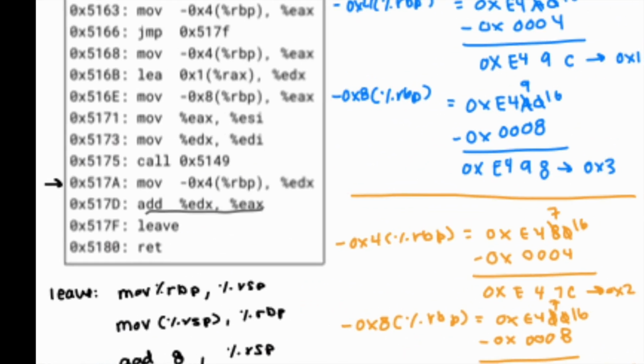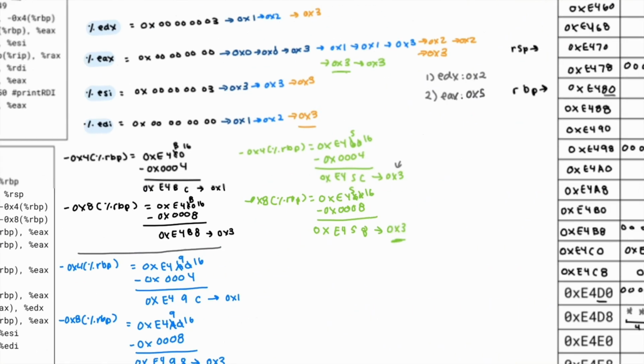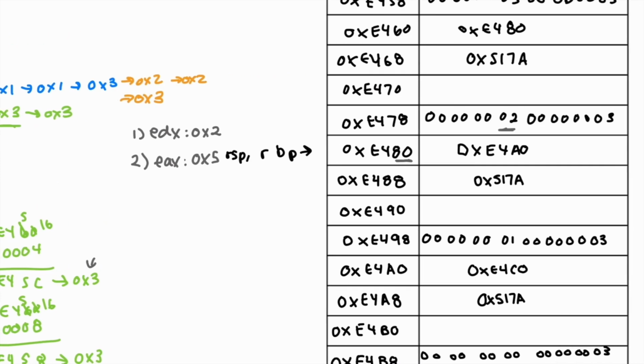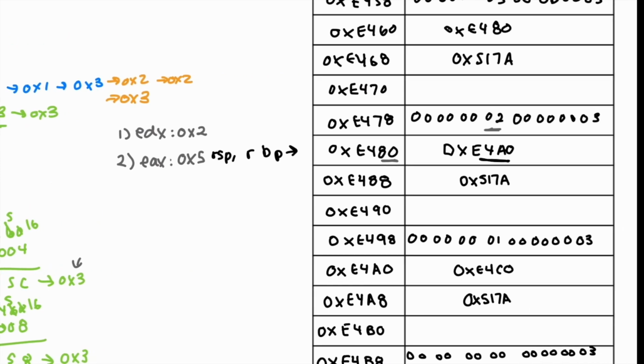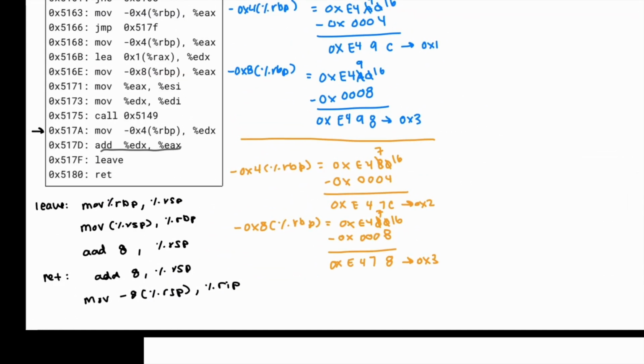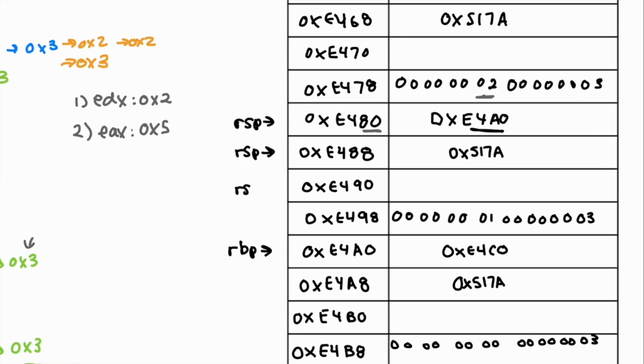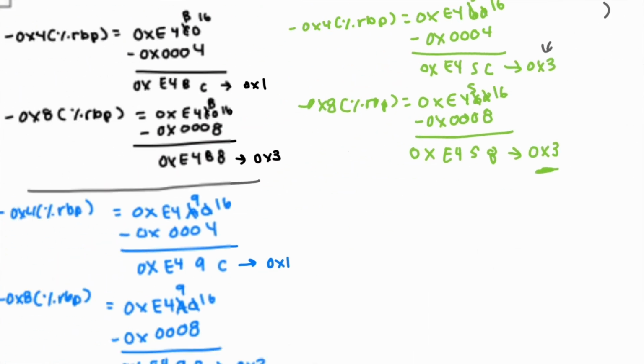Okay? After that, we perform that leave instruction again, which means that RSP is going down to where RBP is. Then we're going to this address in here, and RBP is going to go there. So E4A0 is down here. RBP is being updated. Then RSP, we're adding 8, so it goes down towards the higher address. And then in our ret instruction, we're adding 8 to RSP again. Then we have to move minus 8 RSP and dereference that and move this into our RIP. So again, we're going to 517A.